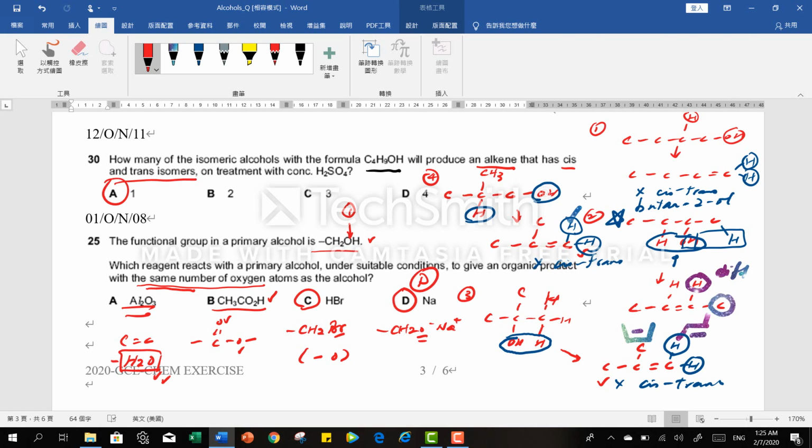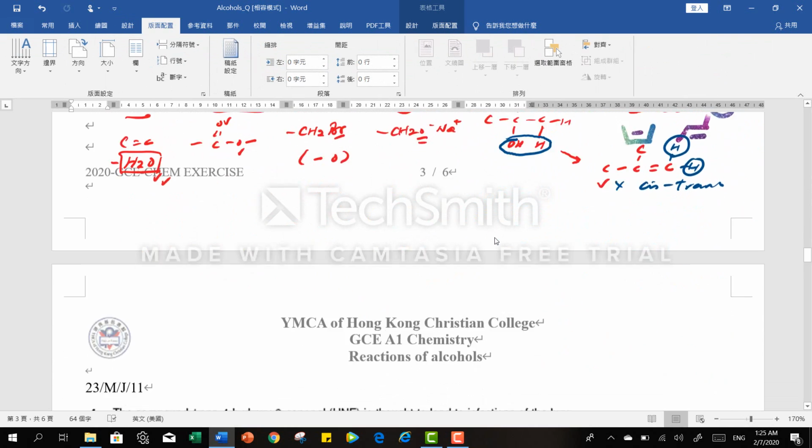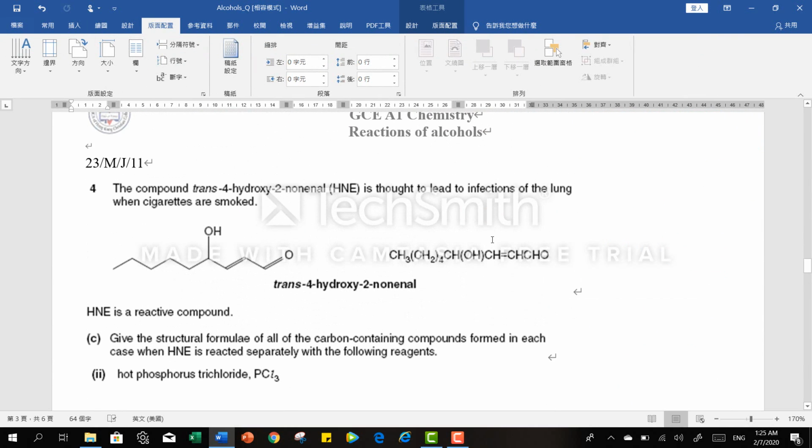Okay? Now let's just continue. This one, you don't have to read so much. Just look at here. React with this one, and it asks you to draw the structure. In the exam, you will encounter a lot of unfamiliar compounds on and off. But don't worry, in the exam just circle the functional group and ask yourself, which functional group will react with this? If you have studied, you know that this one will react with the alcohol.